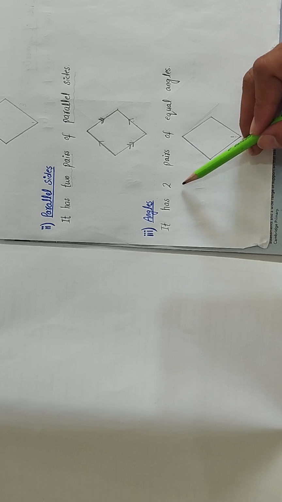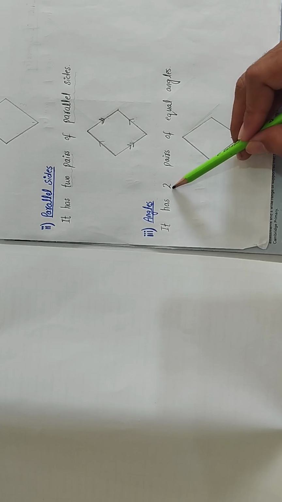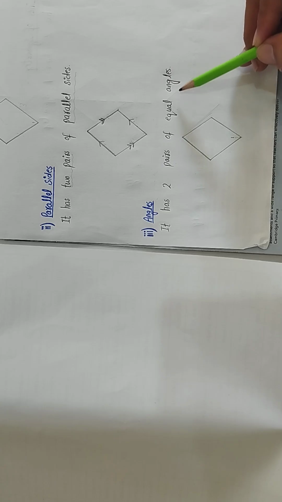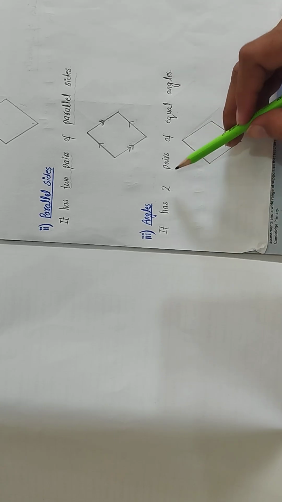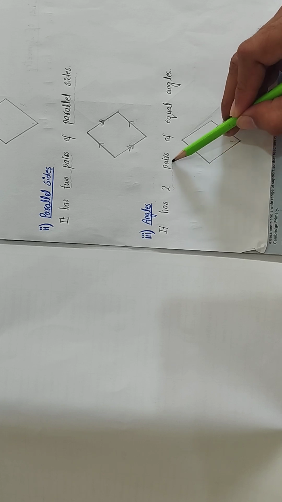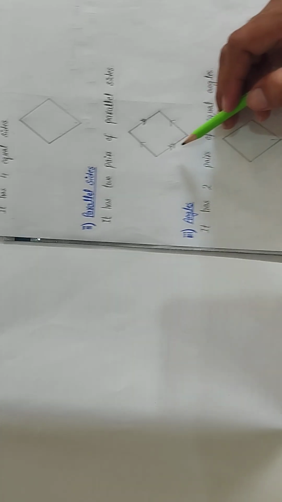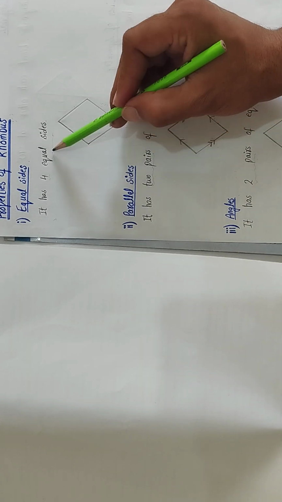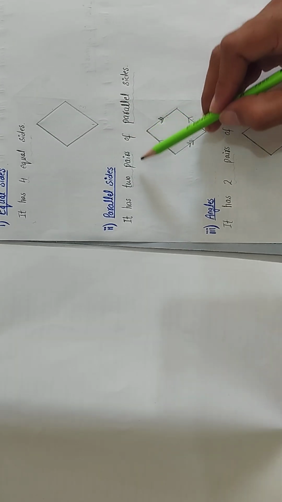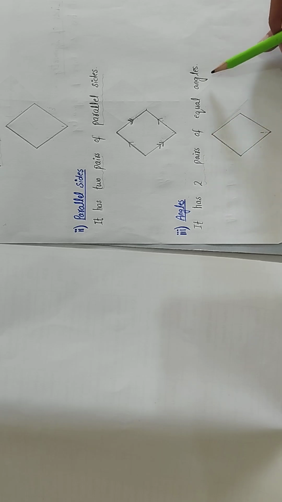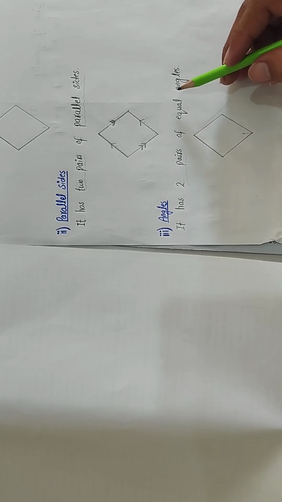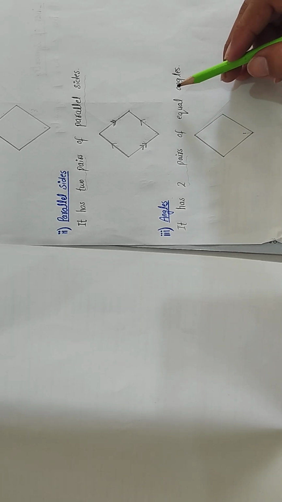In a rhombus all the angles are not equal. We have two pairs of equal angles. In a rhombus we have two pairs of equal angles. All the sides are equal, two pairs of parallel sides and two pairs of equal angles. Now let's see which two angles are equal.